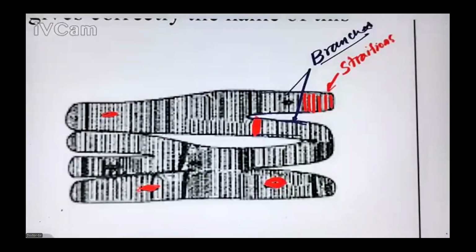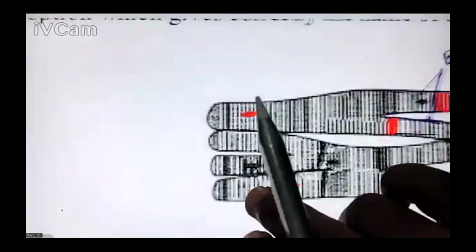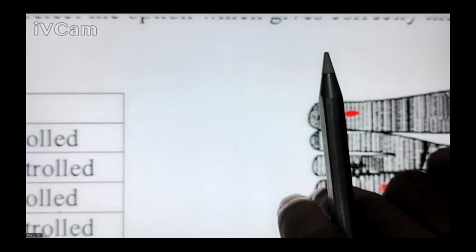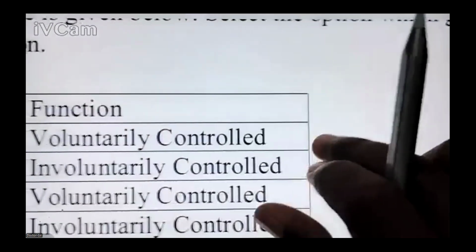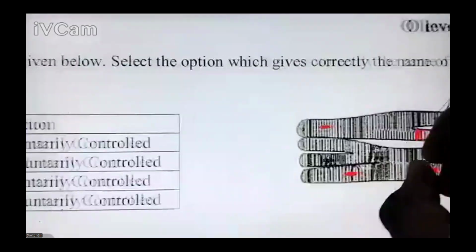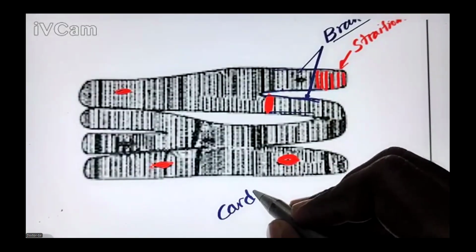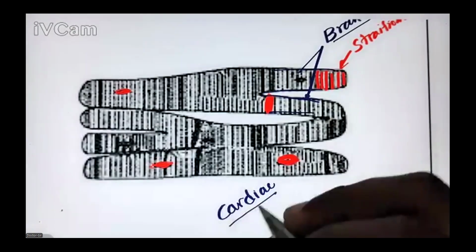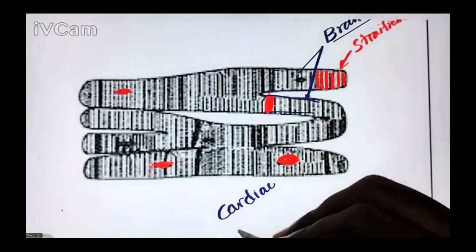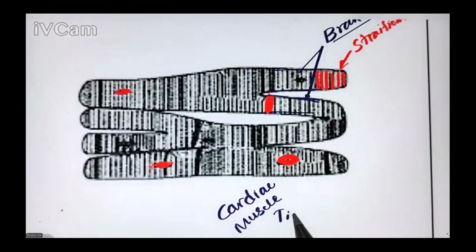So now you can clearly tell the answer. What are they? Striations are present. Branched. Yes. Okay, I will explain the three types. So yes, this is cardiac muscle tissue. I will explain what the other two types are as well. This is cardiac muscle tissue.